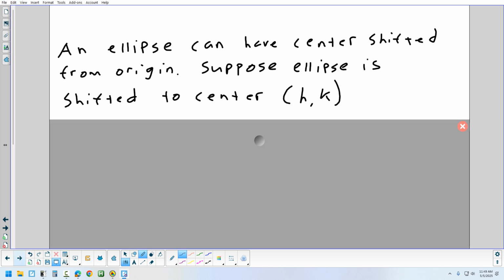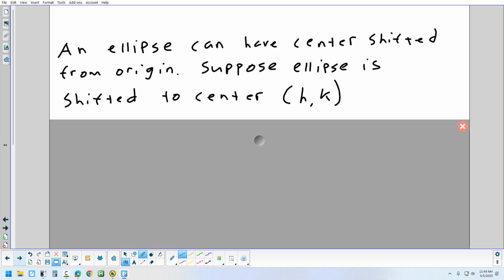Okay, so the last thing with an ellipse is shifting. Up until now, we've been working with 3 letters, A, B, and C. Now we're going to work with 5 letters, A, B, C, H, K. The A, the B, and the C still mean exactly the same thing as they did before. So A is the distance from center to vertex. B, center to minor axis. And C, center to focus. None of that is going to change.